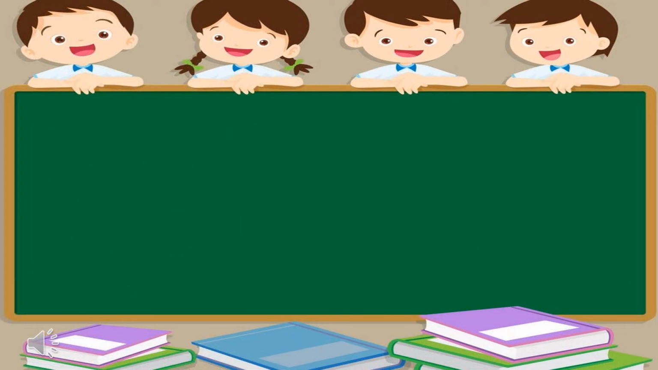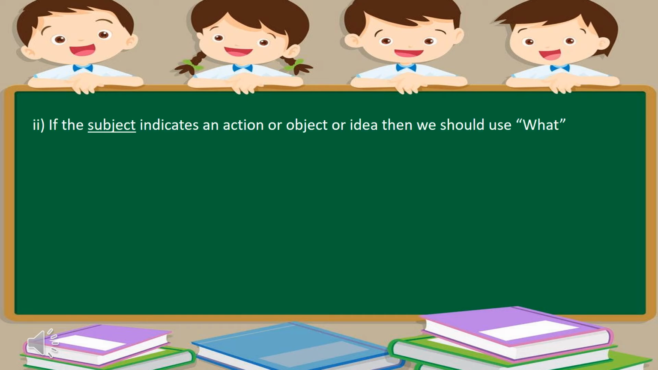Now we are going to know when to use what. If the subject indicates an action or object or idea, then we should use what. The structure of this rule is what plus verb plus extension or the rest of the sentence plus the question mark. So here are some examples.